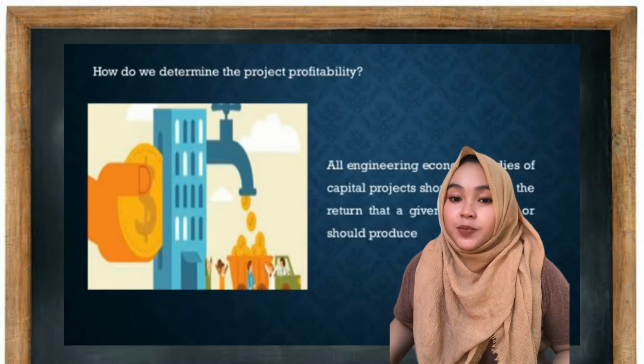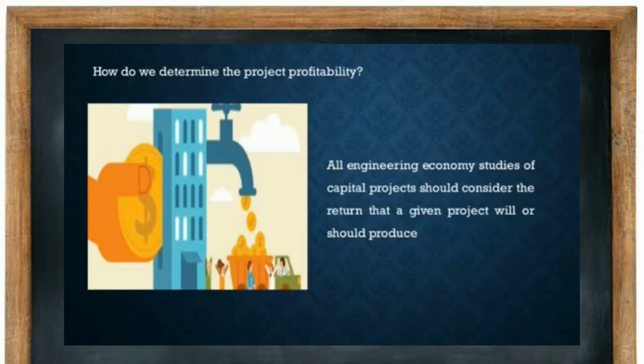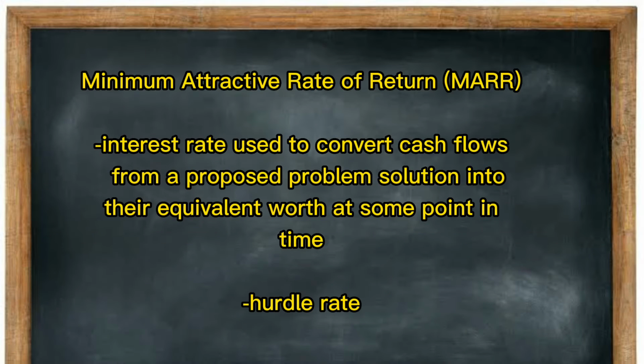So, how do we determine the project profitability? Those methods that I mentioned earlier are the methods that we are going to use in evaluating the economic worth of a proposed project. First, we have minimum attractive rate of return or MARR. It is defined as the interest rate used to convert cash flows from a proposed problem solution into their equivalent worth at some point in time. It is also called hurdle rate. So, meaning, siya yung magiging i natin.